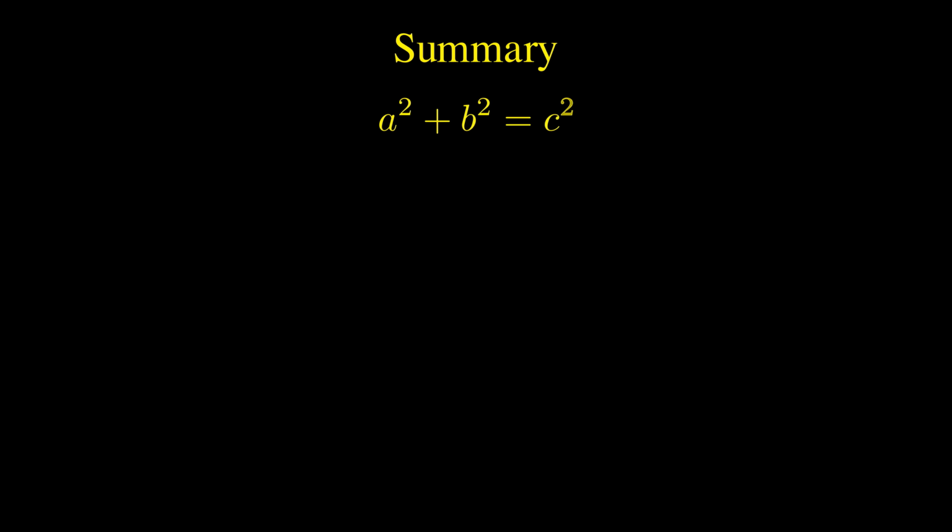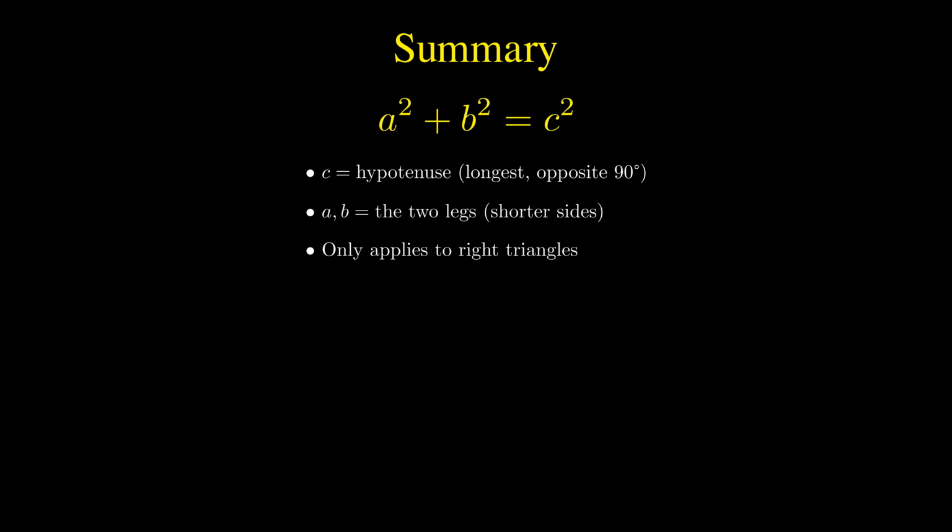To summarize the key ideas, the Pythagorean theorem states that a squared plus b squared equals c squared. In a right triangle, c represents the hypotenuse, the longest side opposite the 90-degree angle. The sides a and b represent the two legs that form the right angle. This theorem only applies to right triangles, and it allows us to find missing side lengths when two sides are known. That is the Pythagorean theorem.